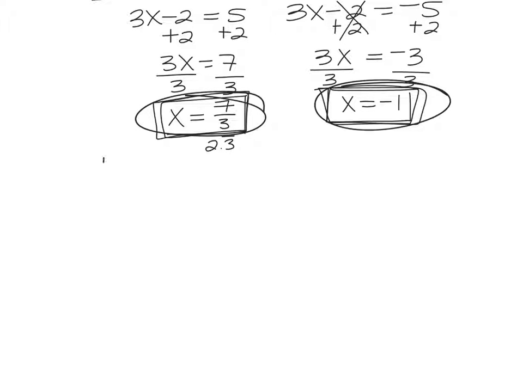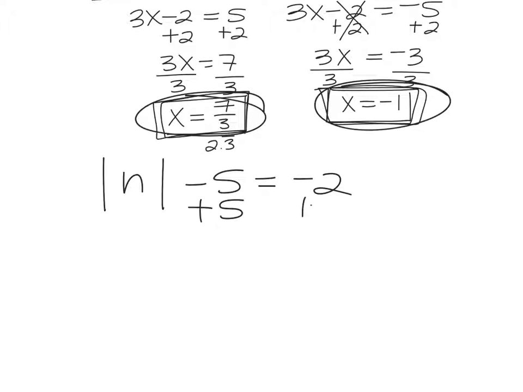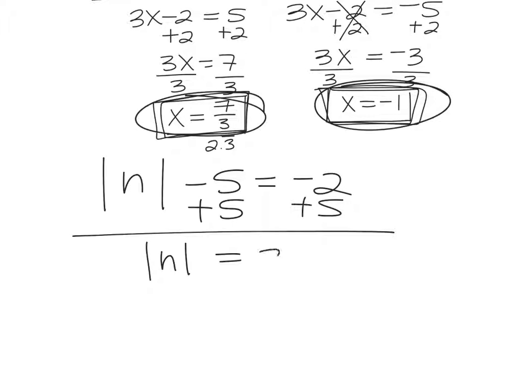How do you do this one? Absolute value of n minus 5 equals -2. Is that no solution? What? We don't know yet. Right now, you can't say no solution. Why? Absolute value is not isolated, right? So how do I isolate that absolute value of n? You add the 5. So I'm going to add 5 to both sides. I get the absolute value of n equals what? +3, right? -2 plus 5 is 3.